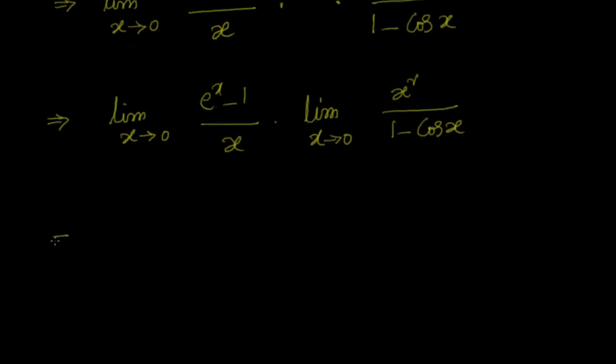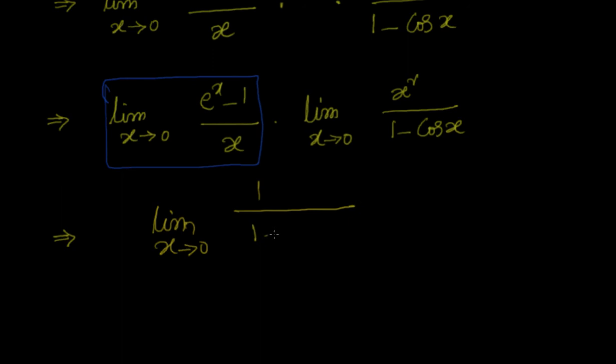Now the next step will be, the first one we know is nothing but equal to 1. So this box is equal to 1. When it is a, it is log a to base e, but when a becomes e, log e to e is 1. So we will have limit of x tends to 0 of 1 by 1 minus cos x by x square. Now let's try to simplify this.